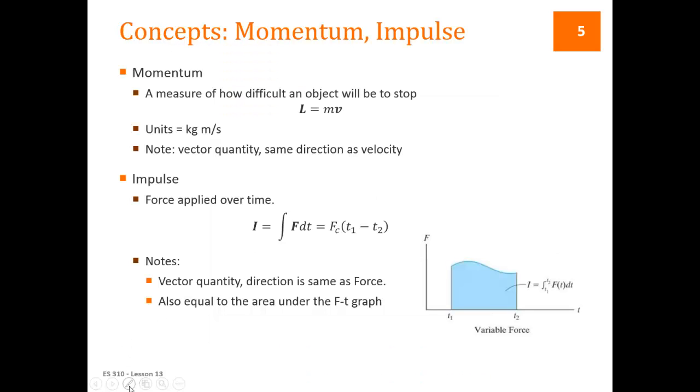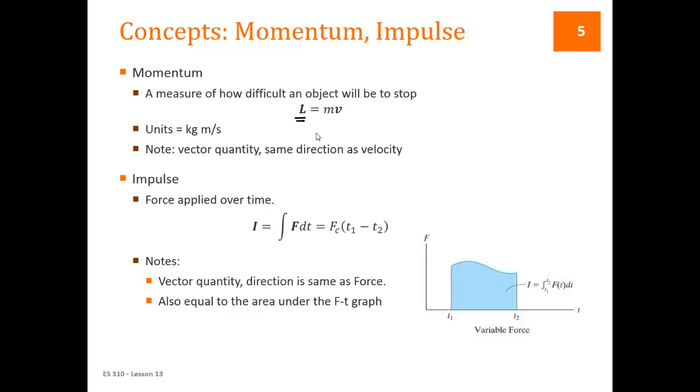So, momentum is defined as the measure of how difficult an object will be to stop. So if you can imagine a moving object and reaching out and trying to stop it, that is the momentum, all right? The variable we use for momentum is L, and L is equal to mass times the velocity. So the faster an object is moving, the more difficult it will be to stop. And the more massive an object, the more difficult it will be to stop. The units go along with this definition, right? So you've got kilograms for the mass, meters per second for the velocity.